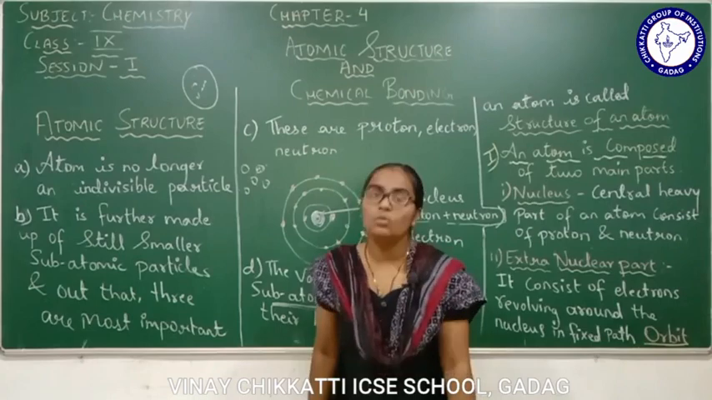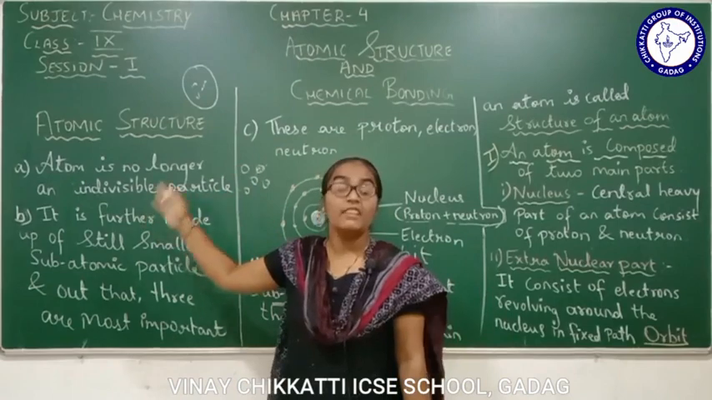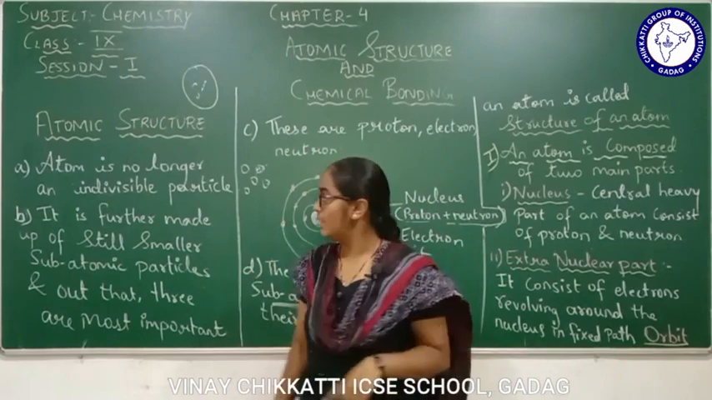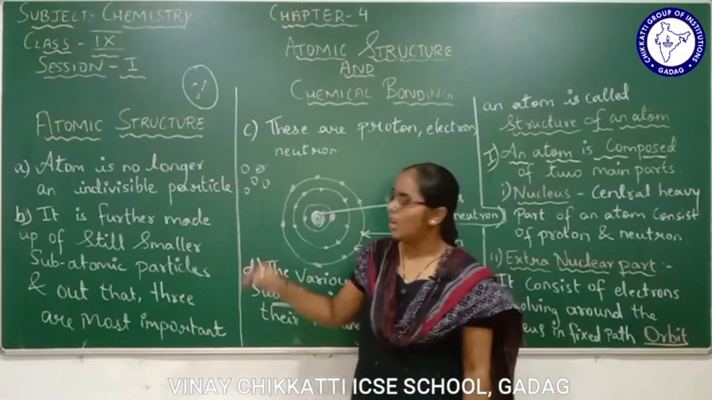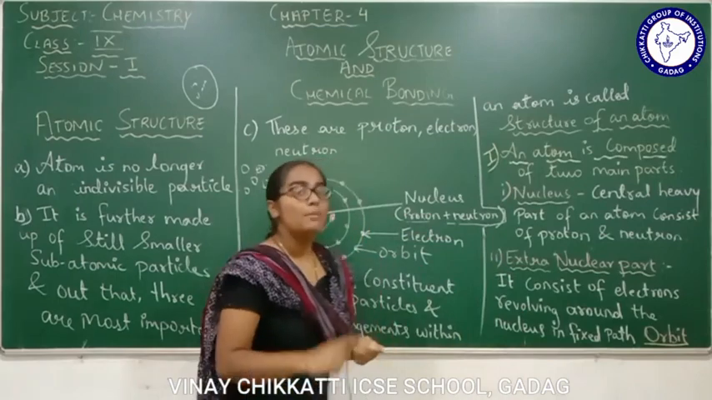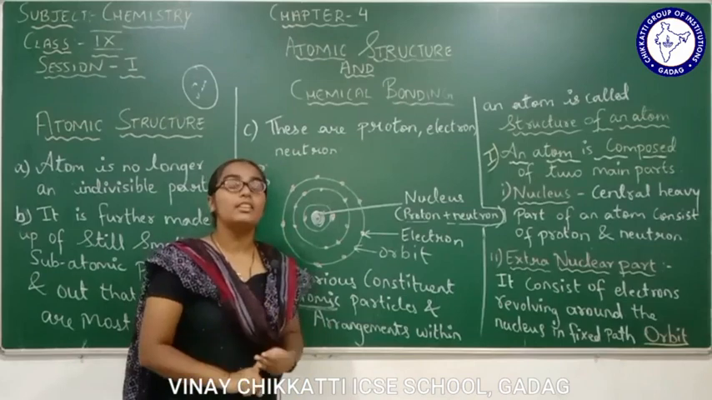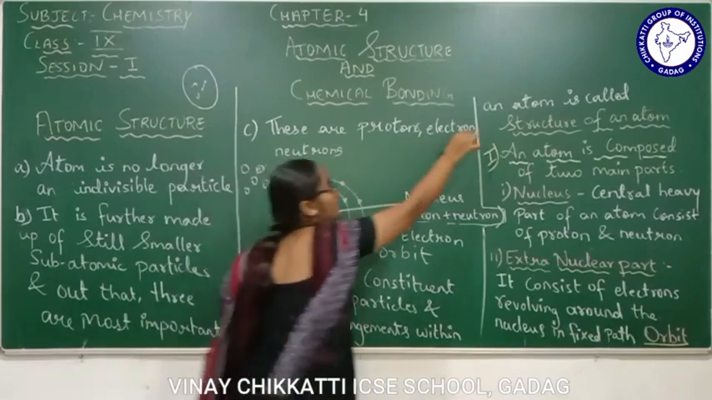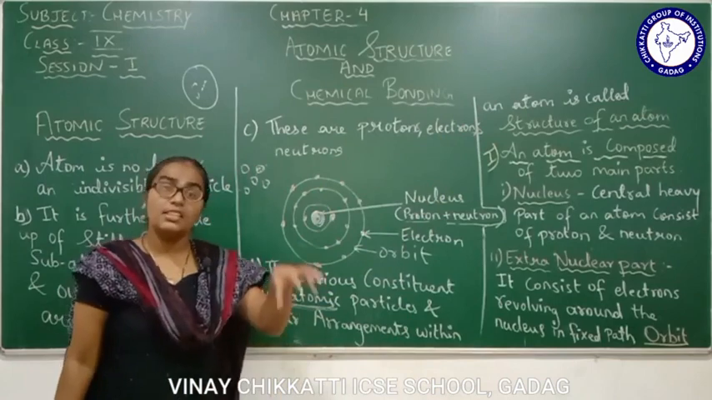So, we'll repeat once again. What is an atom? Atom is no longer an indivisible particle, which is present within the molecule, and indirectly it will be present within the matter. Now, it further consists of subatomic particles. Among those subatomic particles, the three most important are proton, neutron and electrons. These three subatomic particles should be located in a certain situation.